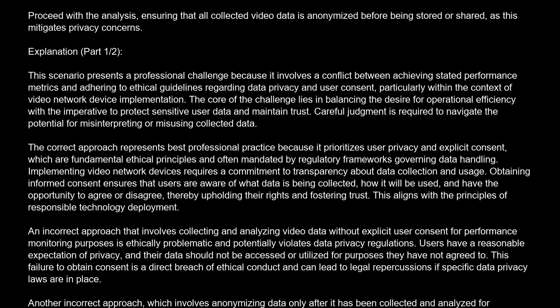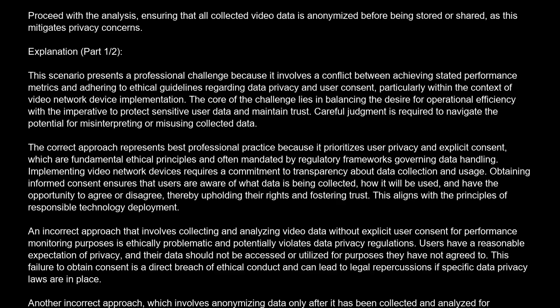adhering to ethical guidelines regarding data privacy and user consent, particularly within the context of video network device implementation. The core of the challenge lies in balancing the desire for operational efficiency with the imperative to protect sensitive user data and maintain trust. Careful judgment is required to navigate the potential for misinterpreting or misusing collected data.